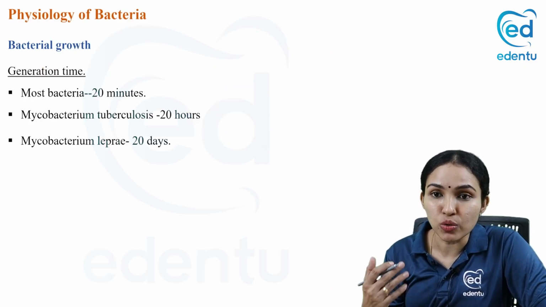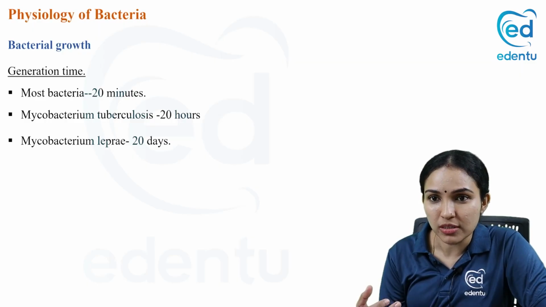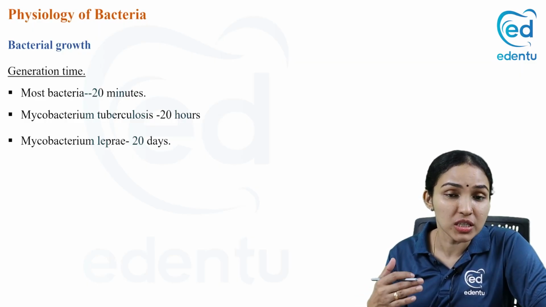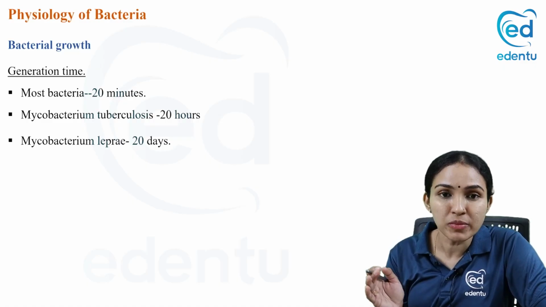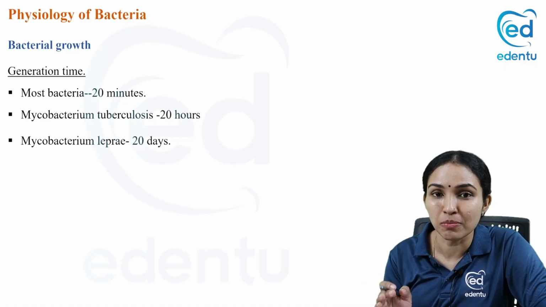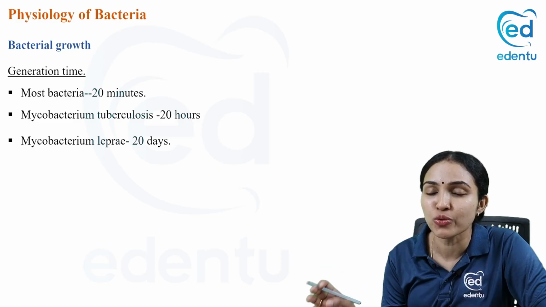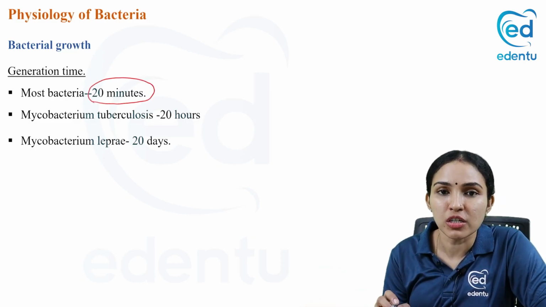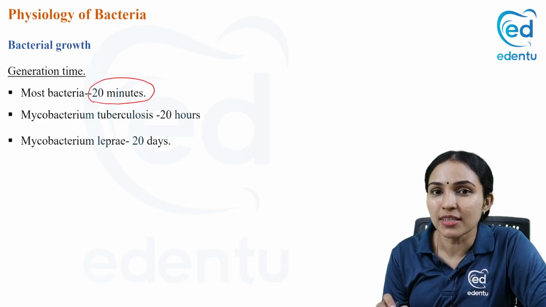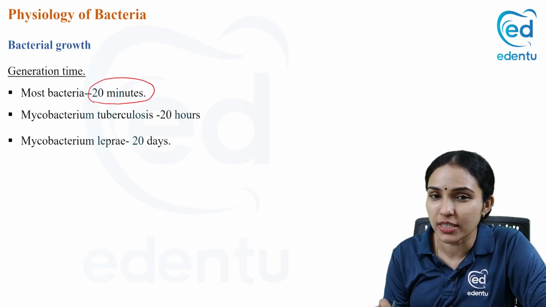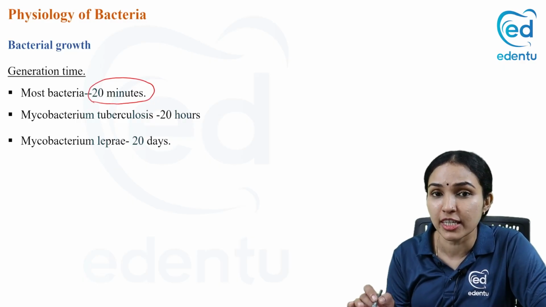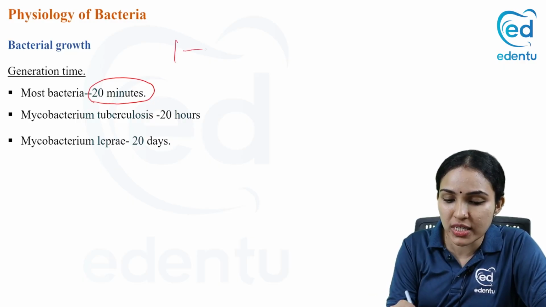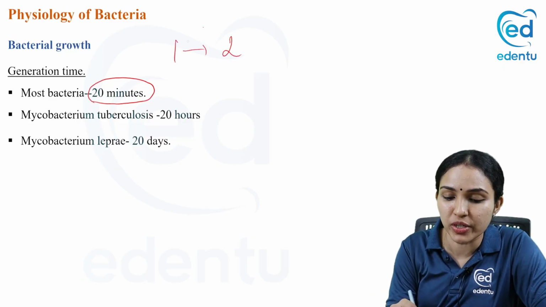Now, how do they grow? How much time will they take for growth? The division occurs by binary fission, and how much time does it take for a mother bacterial cell to produce two daughter cells? In general, it is 20 minutes. In most of the medically important bacteria, the generation time, what is generation time? Generation time is the time required for a bacterial cell to divide and produce two daughter cells. So one cell to become two, the time required for that is called the generation time.